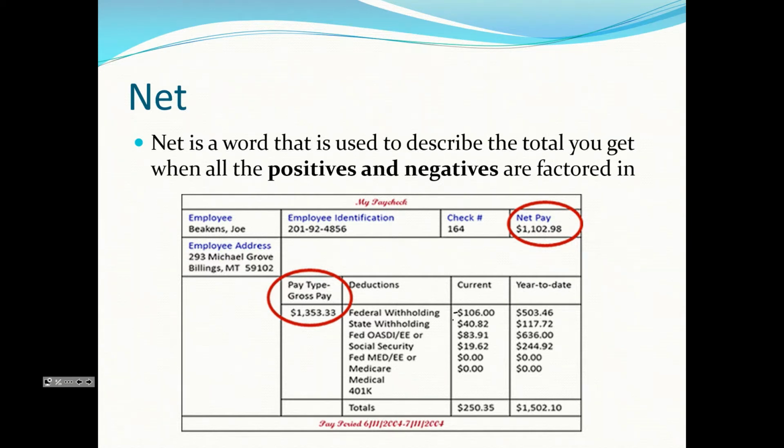This is American, so these are different things, but we have CPP, we have EI, so you subtract all these deductions from here for a total of $20.35. So this is your positive money, and then you factor in your negative money, and what you end up getting is your net pay. So net just factors in all the positives and negatives.